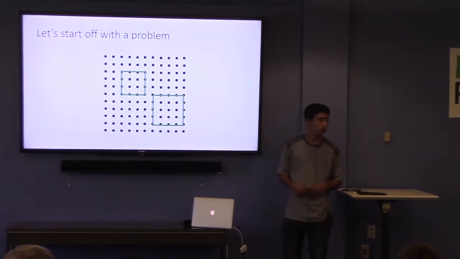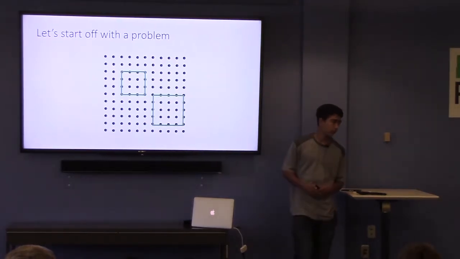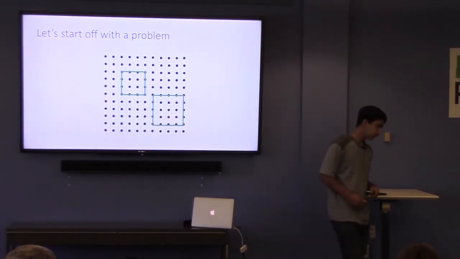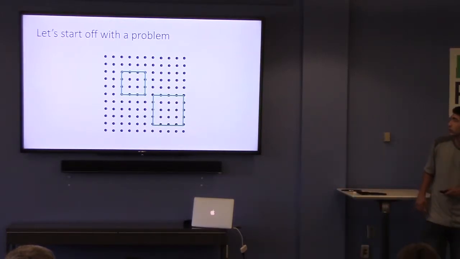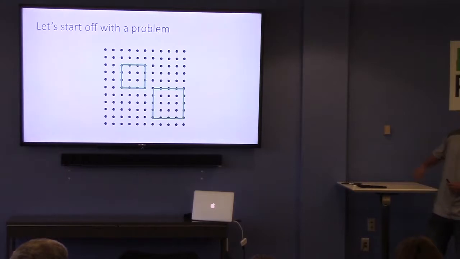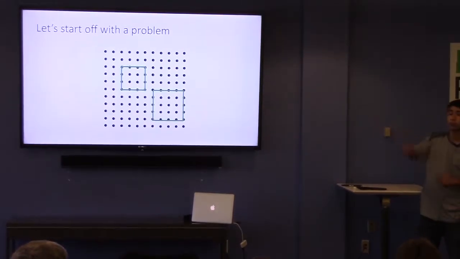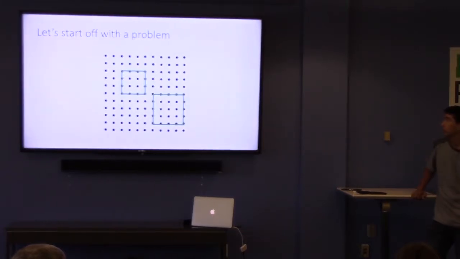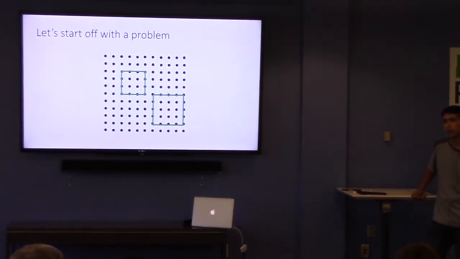Can they overlap? Yeah, the squares can overlap. They can be any squares you want. So what was the question? How many squares can you draw such that all four of the corners of the square are one of those points? And they can overlap. Overlapping doesn't matter. They're all separate.